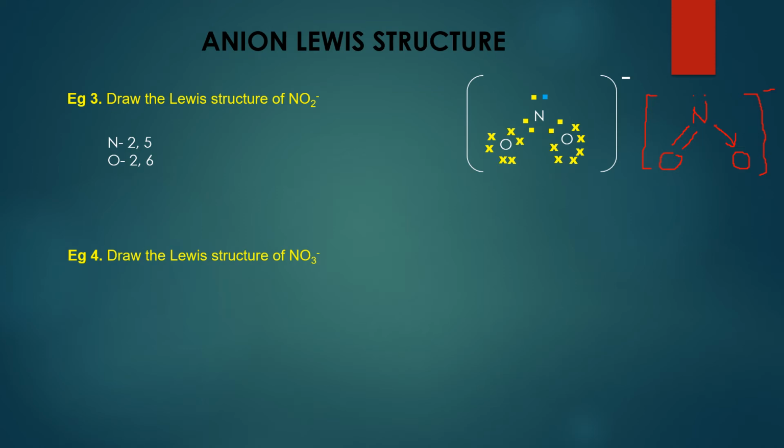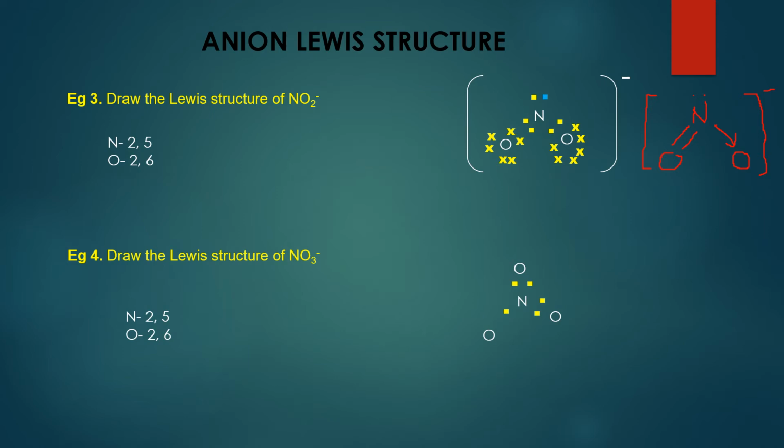Example number 4. Let's see how we draw the Lewis structure of the nitrate ion now, NO3 minus. Just like earlier, we write the electron configuration and position our atoms. We have put the 3 oxygen atoms randomly around the nitrogen. Next, we are going to put the valence electrons around each atom, not the lone pair, the valence electrons. The valence electrons on nitrogen are 5. So let's put the 5 electrons. That's 2, that's 4, and that's 5.